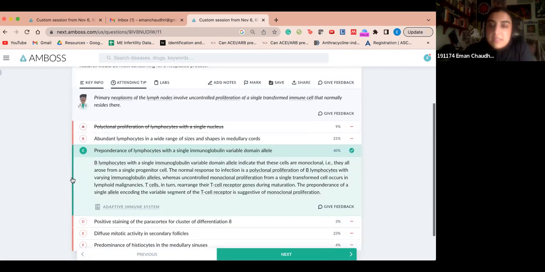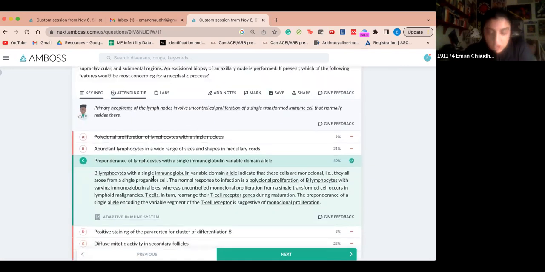So let's explain this a little bit. Preponderance of lymphocytes with a single immunoglobulin variable domain allele. Typically, when you make immunoglobulins, you want polyclonal proliferation, right? Because you want your antibodies to be able to attack this virus, that bacteria, that fungus, whatever, right? Specifically viruses and bacteria most of the time. You're also going to have antifungal antigens that they're going to act against. But you want them to be able to do that, right?